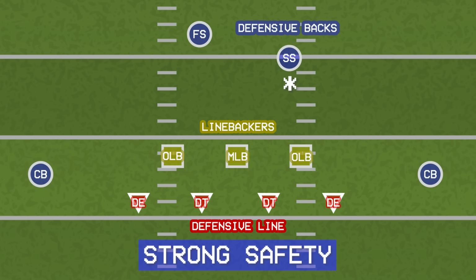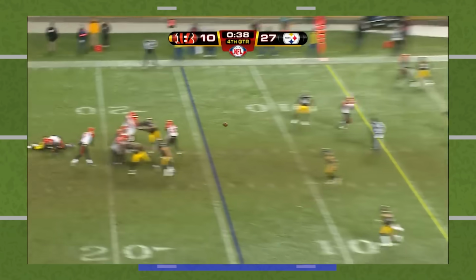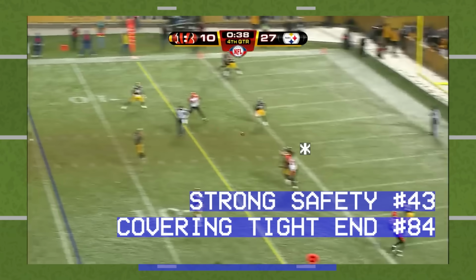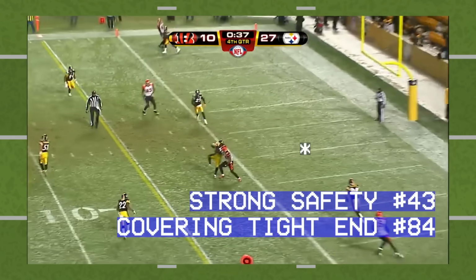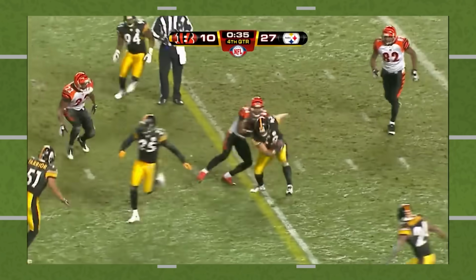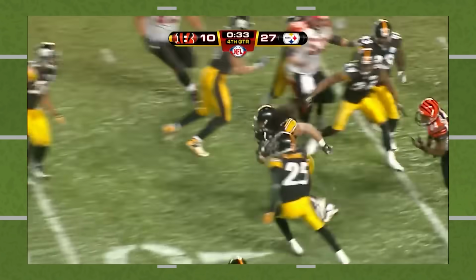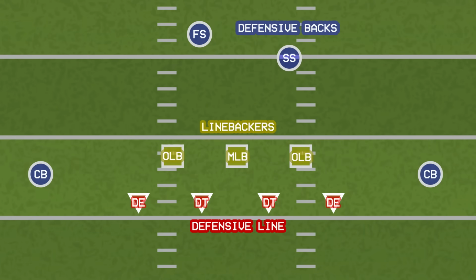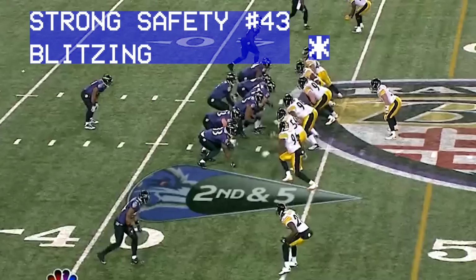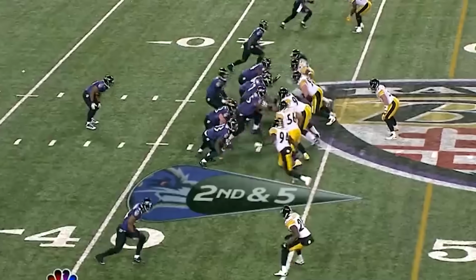The strong safety will have a variety of responsibilities throughout a game. Most commonly, the strong safety is the defensive player that is assigned to the tight end in man-to-man coverage, but this is far from a rule. The strong safety might instead be assigned to some deep coverage in a zone scheme, or might line up closer to the line of scrimmage to help with the run. They might even be blitzing.